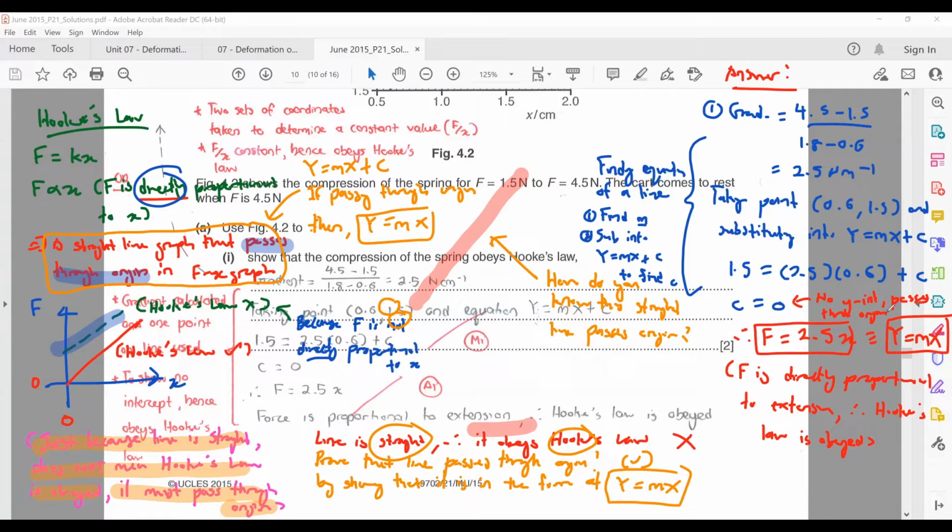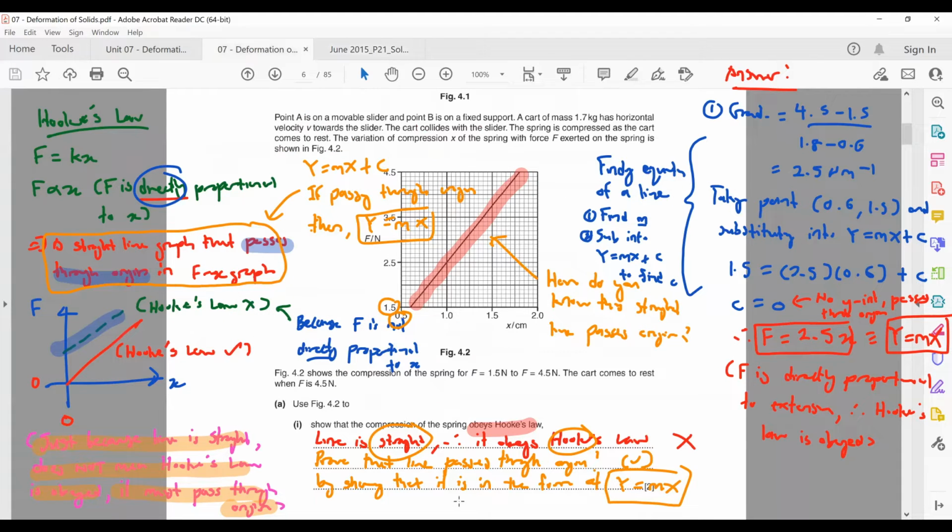Okay, this is one answer to prove that this one obeys Hooke's law. So you just write that it's a straight line, therefore obey Hooke's law. That one is actually not really that accurate. You have to prove that it passes through origin. You have to prove that force is directly proportional to extension. This is what the method is supposed to be. Okay, this entire thing is actually the working.